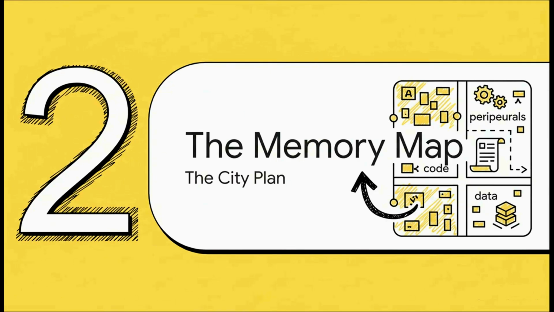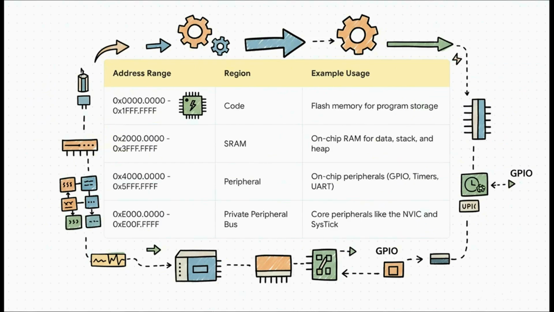Okay, so if the program counter is the GPS, what's the map it's using? Well, that will be the memory map. Every single component inside our microcontroller city, the code you wrote, your variables, every single hardware peripheral, has a specific, unique address. The memory map is the official city plan that tells the CPU where to find absolutely everything. And here's the really great thing. ARM standardized this map across all Cortex-M devices.